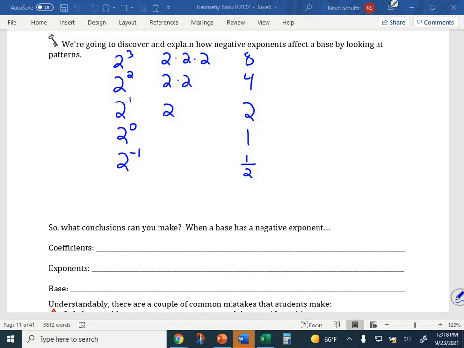So 2 to the negative second power is going to be what? 1/4. 2 to the negative third power is going to be? 1/8. Okay?